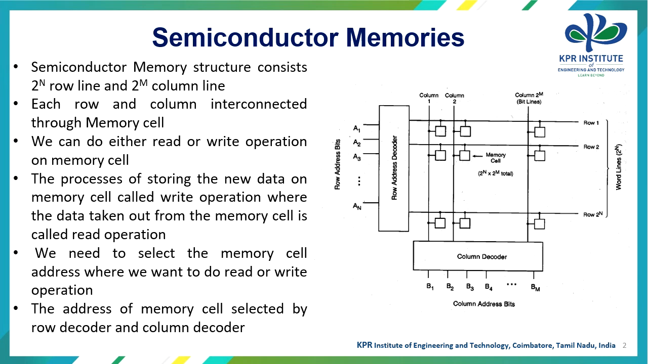The process of storing new data in the memory cell, we call a write operation, whereas the data taken out from the memory cell, we call a read operation. We need to select the memory cell address where we want to write or read the data. The address of the memory cell is selected by the row decoder and the column decoder.